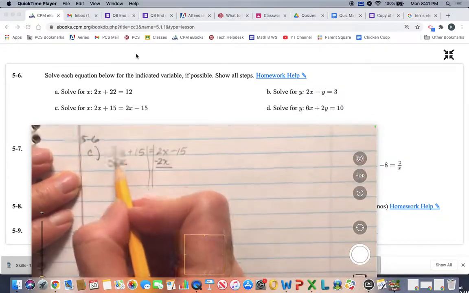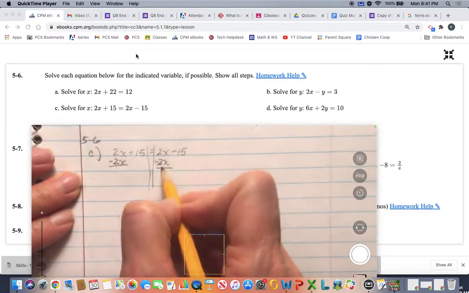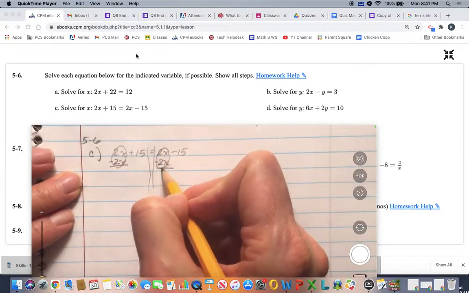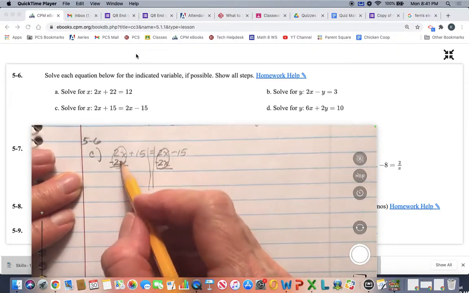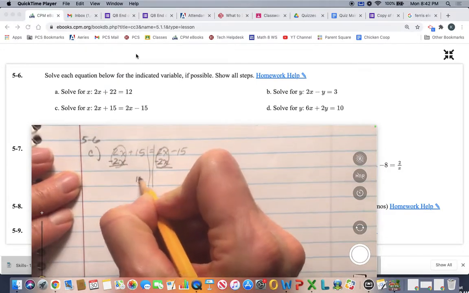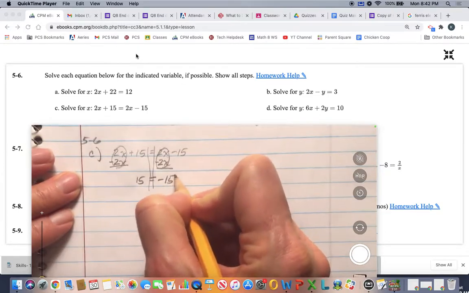So once I've done that, I discovered that it's a positive 2x on both sides. So when I add the negative 2x, it zeroes out 2x on both sides of the equation. And what I have left on this side is 15 is equal to negative 15.